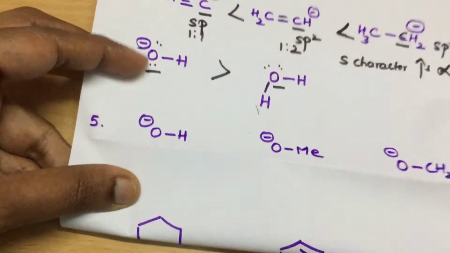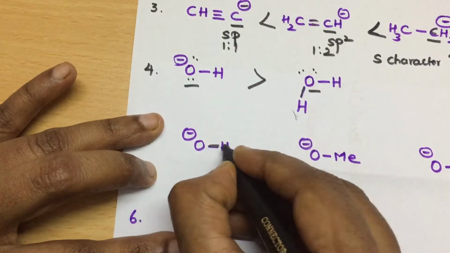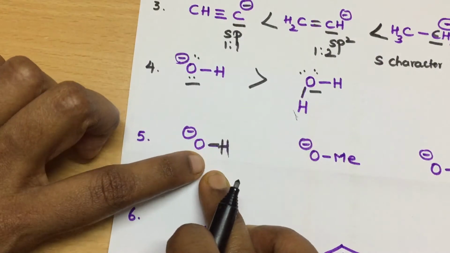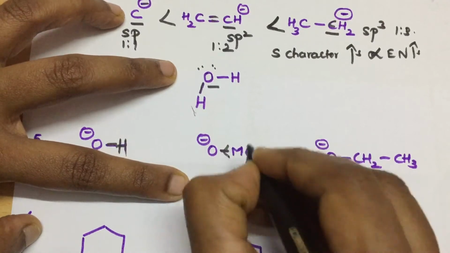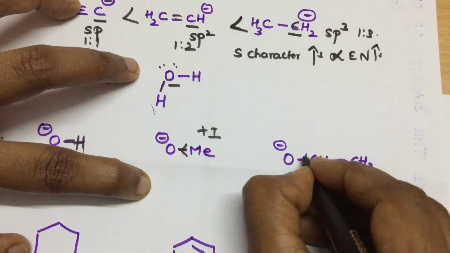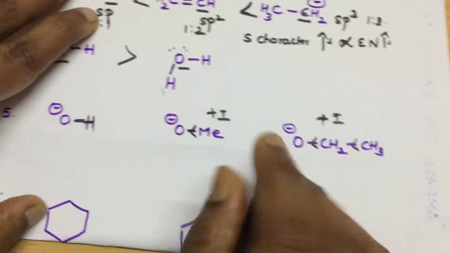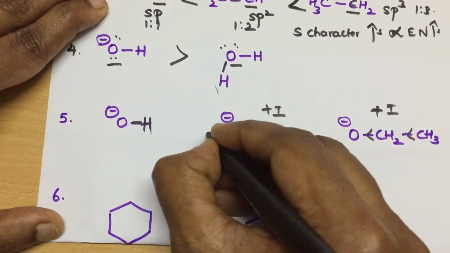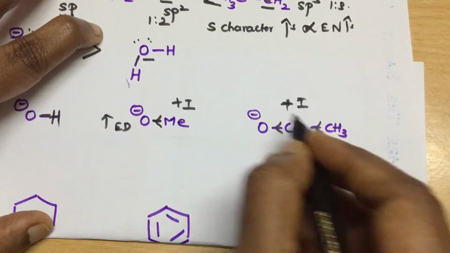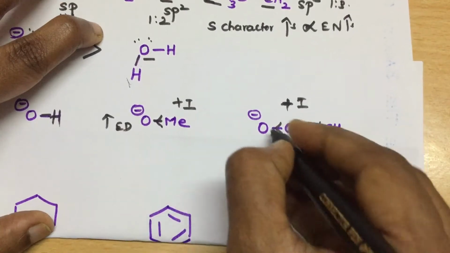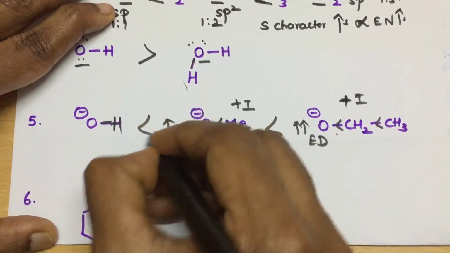Here OH minus, this is methoxy, and this is ethoxy. As you can see, OH minus is attached to a plain hydrogen, which shows neither plus I nor minus I inductive effect. The methyl group will show a positive inductive effect, and ethyl will show a positive inductive effect more than the methyl. Due to this positive inductive effect, the electron density increases. It will push electrons, and since ethyl has more positive inductive effect than methyl, the electron density increases further. So the basicity order is like this.